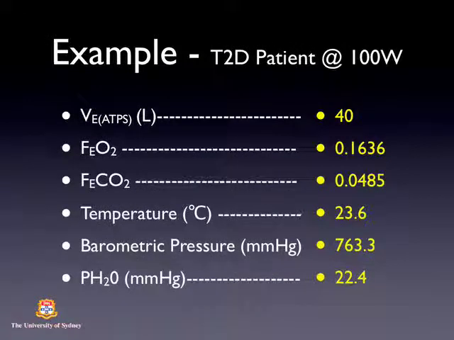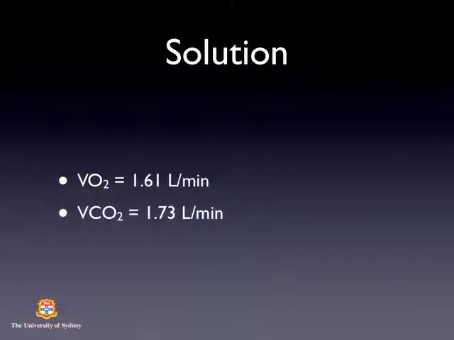Sample equation 3 in your handout is using data from a type 2 diabetes patient, also cycling at 100 watts. So using this data, work through your equations, step 1 through step 4, and see what result you get. You should get a VO2 and a VCO2 around these figures here.